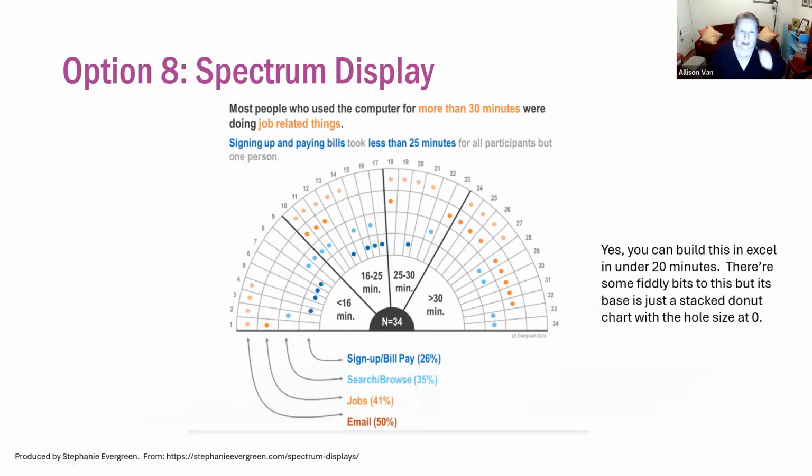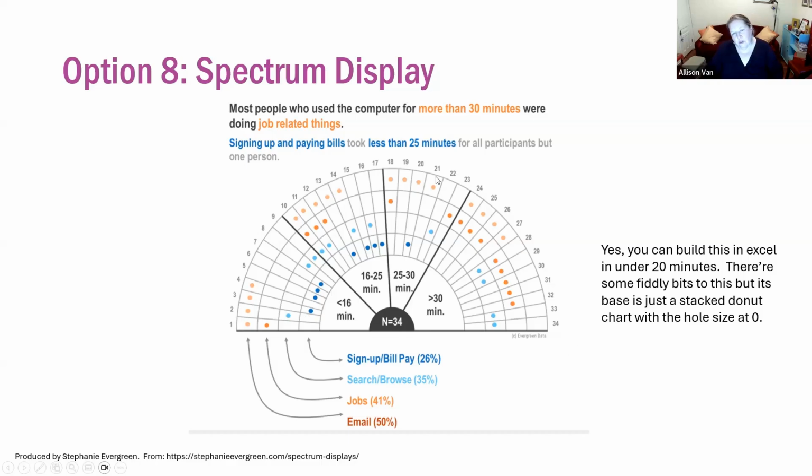Okay, option 8, a spectrum display. So I'll give you a much simpler example that I built, but I'll walk you through this one first. And this one comes from Stephanie Evergreen. Actually, I believe she saw it in a journal article and then she reproduced it. The way it's structured, it's obviously like a fan shape.